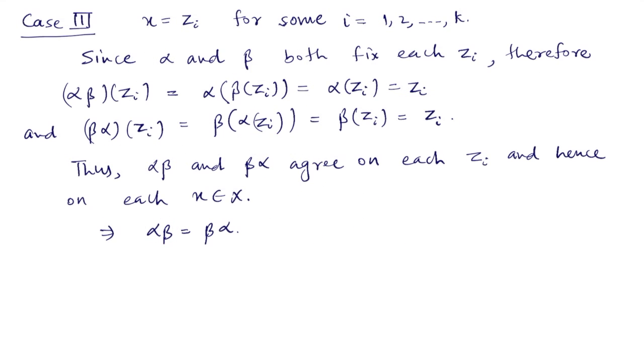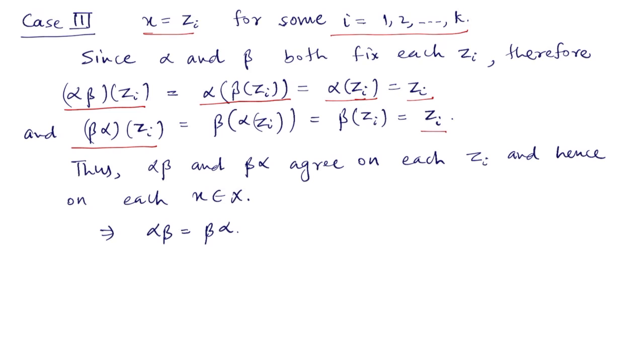In the third and last case, we assume that x is equal to zi for some i between 1 to k. Now alpha and beta both fix each Zi because no Zi appears in alpha and beta. So both will fix Zi. So alpha beta of Zi is equal to alpha of beta of Zi. Beta of Zi is Zi, so it is alpha of Zi, and again Zi. Similarly, beta alpha of Zi is also Zi.